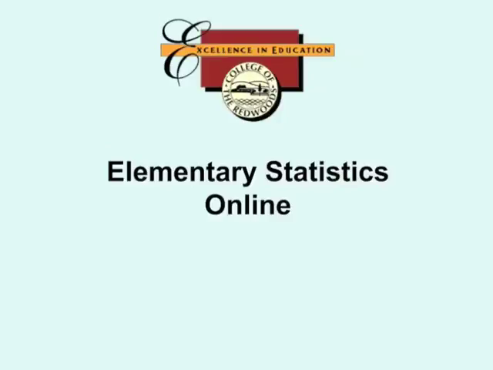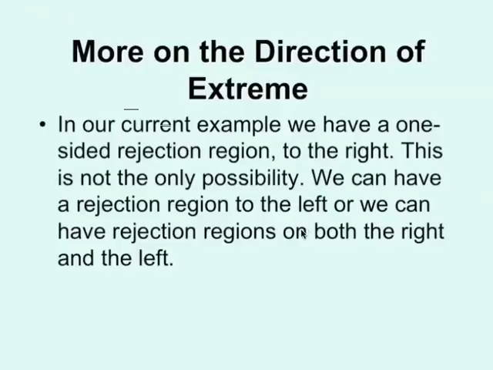Welcome to LDI 1.7. In this LDI, what we're going to do is talk a little bit more about the direction of extreme and expanding a rejection region and see if we could do a little bit of calculation of alpha and beta. So in the current example that we've been working on, the bag A, bag B example, we had a one-sided rejection region to the right.